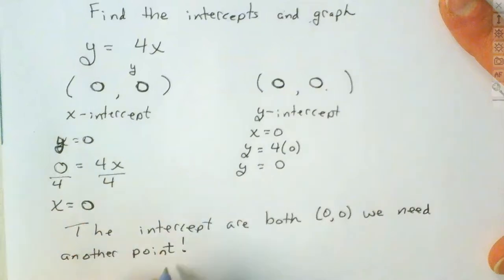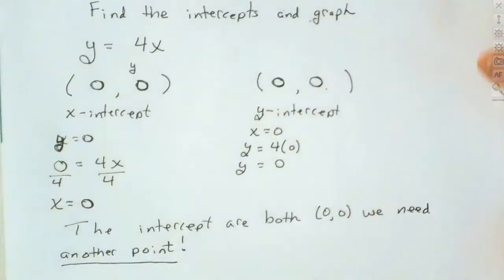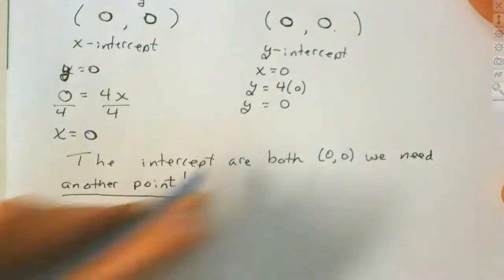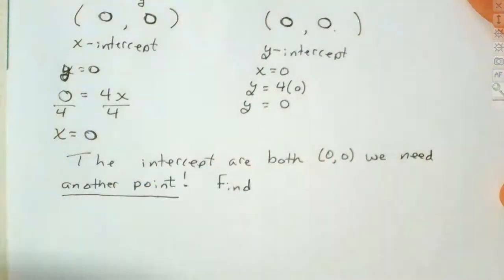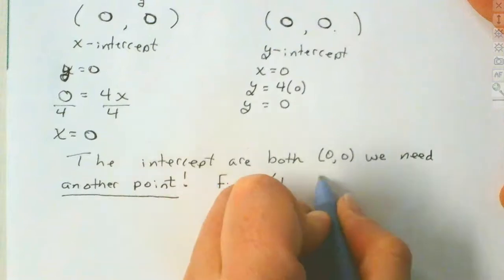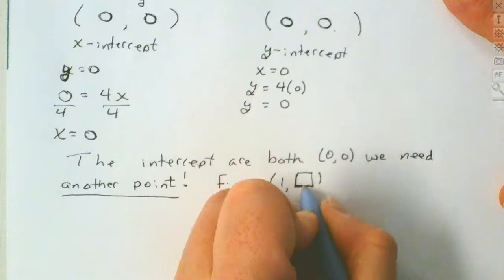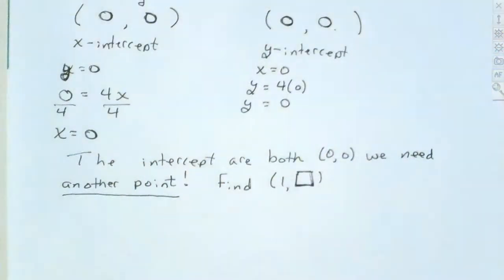Okay, we have to have at least 2 points to connect a line. So we need another point. So the point we're going to be using is this. We'll make an easy one, find 1 comma blank. So we're going to have to find 1 for the x value, comma blank. That's going to give us 2 different points because all we need is 2 different points. So if they're double 0, then we're just going to plug in 1, and we're going to find the y value, and that's going to give us 2 different points.